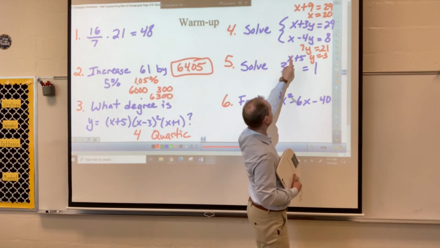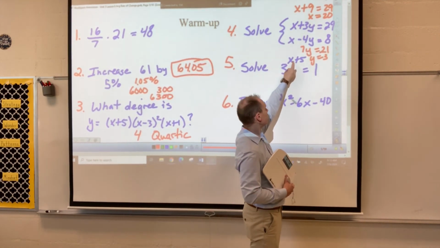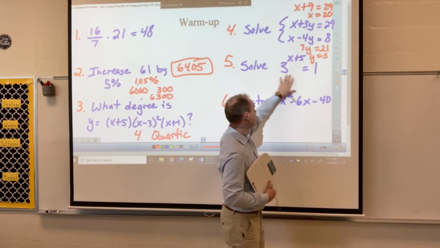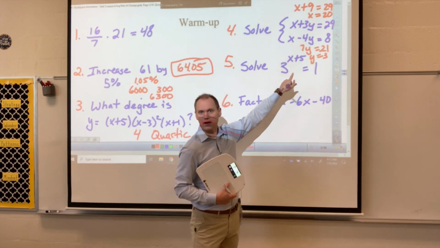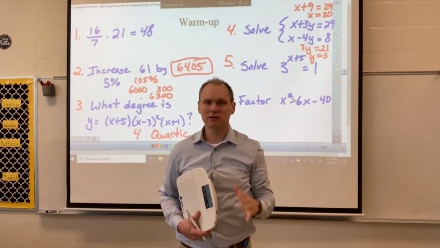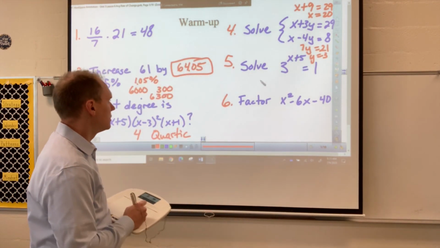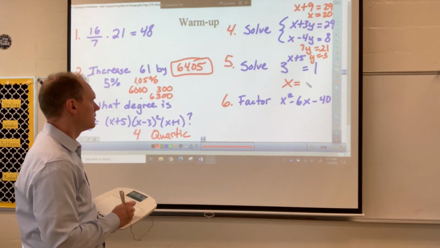So if we substitute -5 here, -5 plus 5 is 0. Anything to the 0 power is 1. So it actually didn't matter that this was a 3. That could have been any number right there, except for 0, and it would have worked out the same way. So x is -5.